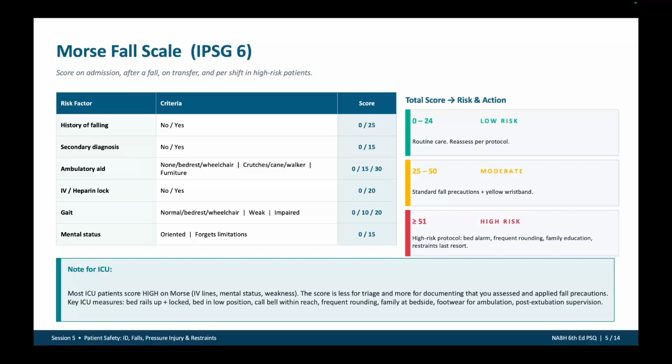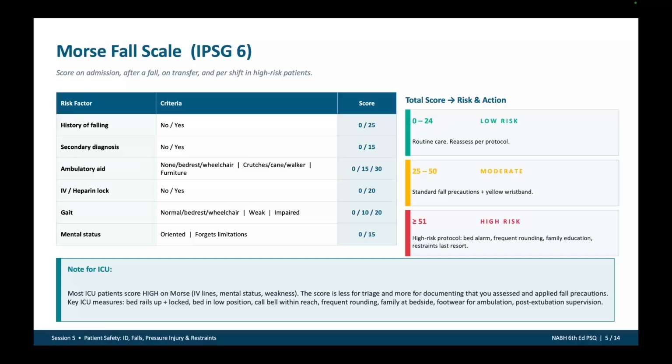If the score is between 0 to 24, it is low risk and routine care is essential. Between 25 to 50, it is moderate risk: standard fall precautions and yellow wristbands. If it is more than 51, it's high risk: high risk protocol, bed alarm, frequent rounding, family education, and restraints as a last resort. Note for ICU: most ICU patients score high because of IV lines, mental status, and weakness. The score is less for triage and more for documenting that you assessed and applied fall precautions.